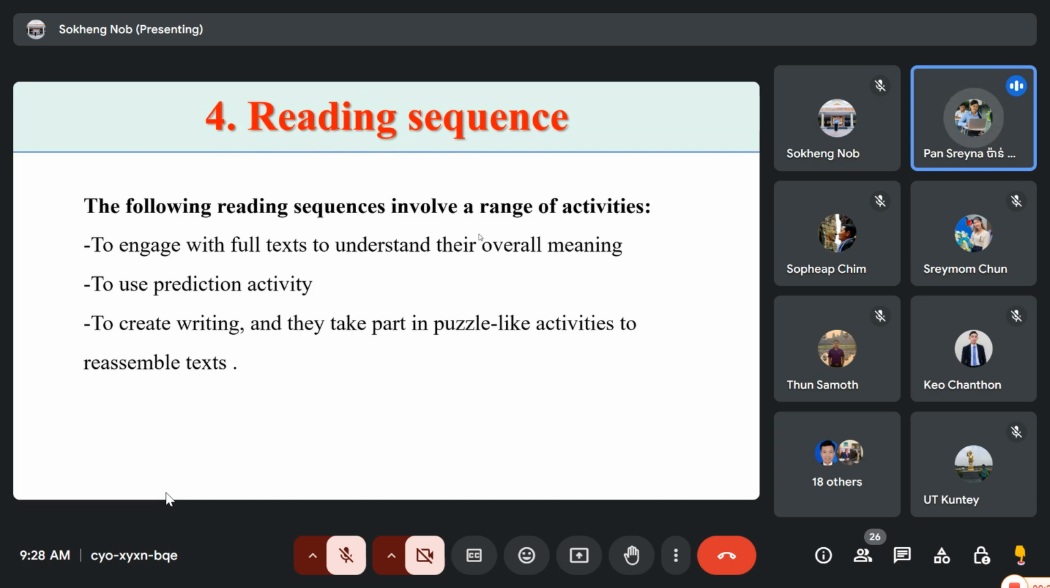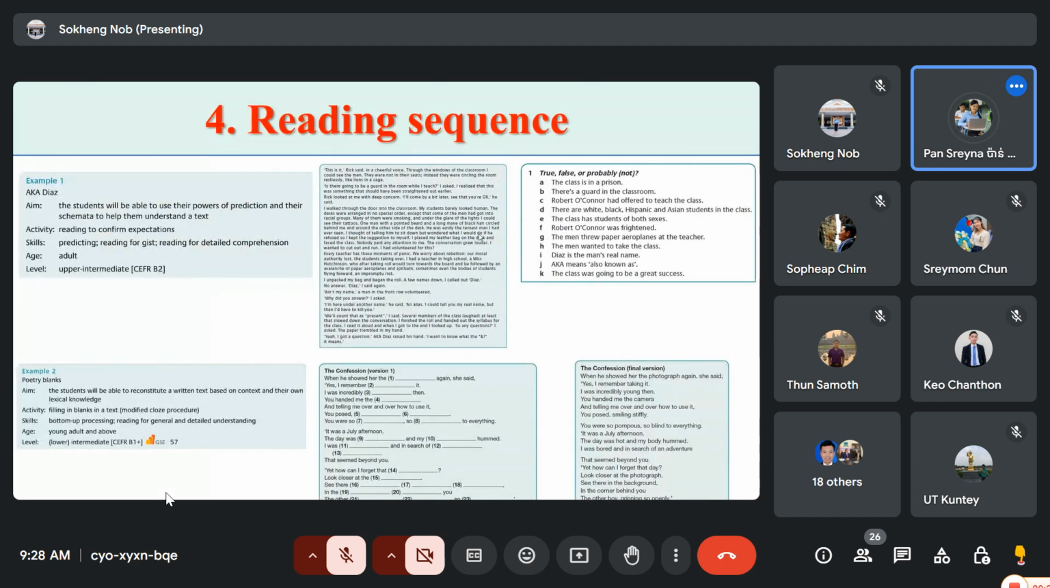Please move to the next slide. I just want all of you to answer the warm-up activity. This is kind of like the clue. For example, we are teaching reading skills. For example one, we have the aim, activity, skill, the label of the student, and also the age of the participants, if we have one text.